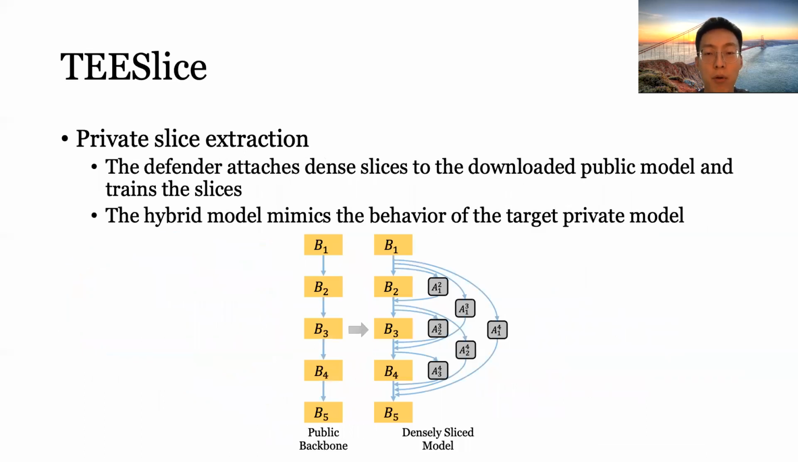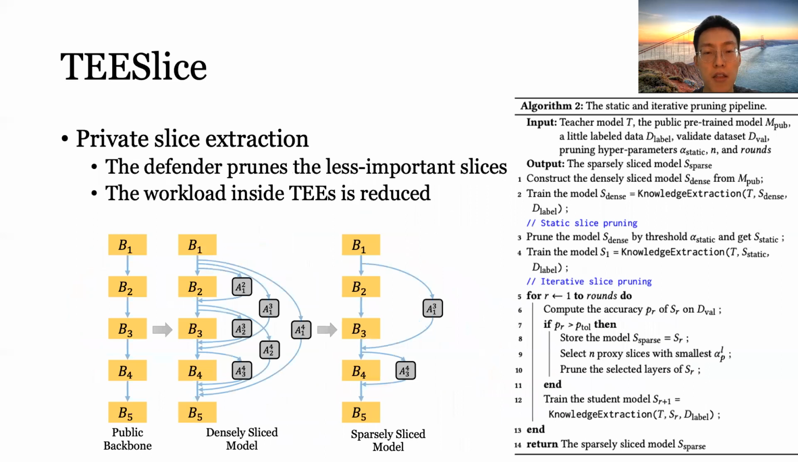The hybrid model is derived from a densely sliced model. The defender attaches dense slices to the public model and trains the slices. The training objective is to force the hybrid model to mimic the behavior of the target model. The slices are then pruned in a static manner, followed by an iterative manner. After pruning, only a small amount of slices remained, and the workload inside the TEE is optimized.